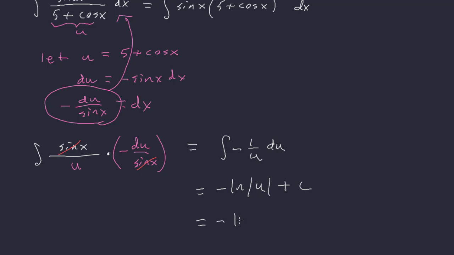which will be negative natural log absolute value. We're just going to put the u's back in, 5 plus cosine x plus c. All right, and there we go. There's our final answer.